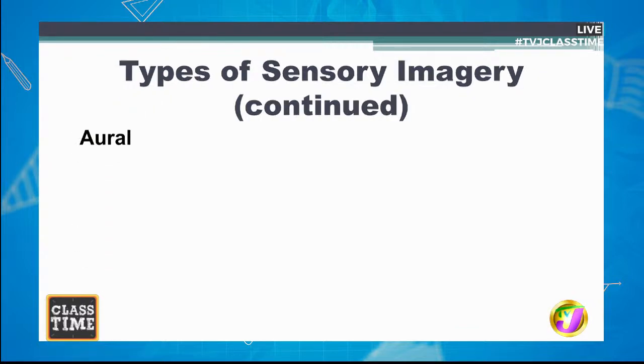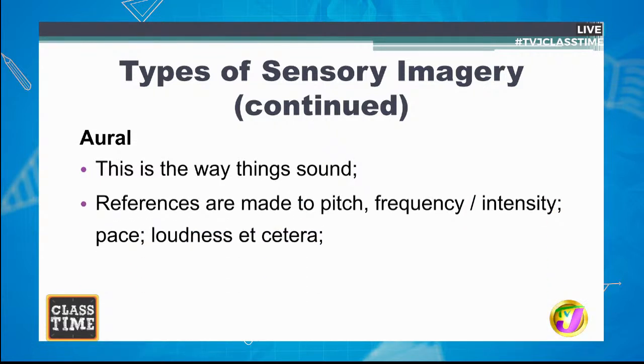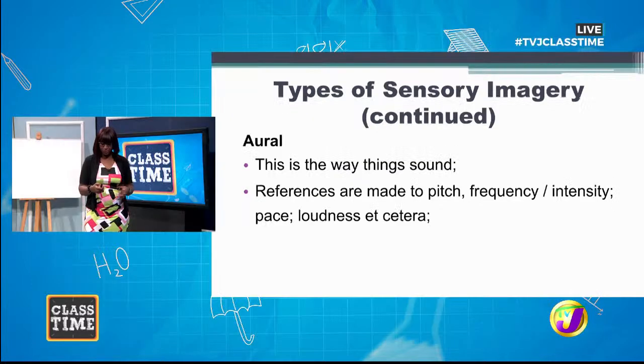The next type is the oral. So this one has to do with what you can hear. So the sound images come out here. And for this, of course, you're looking at pitch, frequency, intensity, the pace of a sound, the loudness of the sound, anything associated with sound. So if you want to build tension, then you can describe some sound. Some screaming might be happening. There might be somebody shouting for help. So you have to emphasize this to build up.